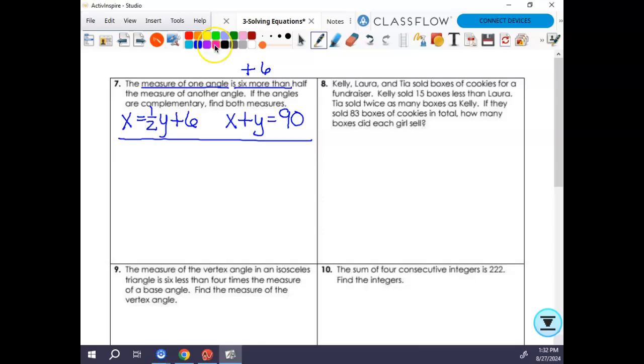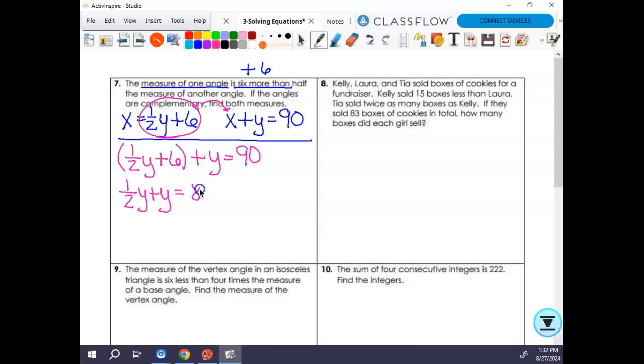I think that, again, substitution. I'm going to take this, put it in where X is. So I'm going to get 1/2 y plus 6, 2 terms, so it's in parentheses, plus y equals 90. If you're not comfortable combining the y's because of the fractions, that's okay. Let's go ahead and move the 6 though. So I have 1/2 y plus y. When I subtract 6, that's going to give me 84.